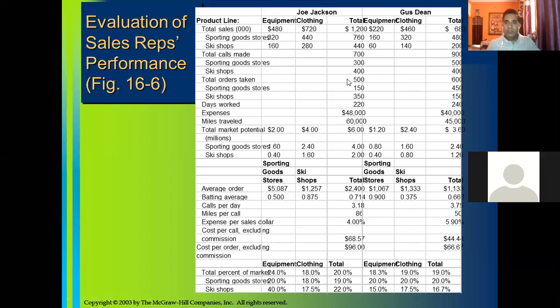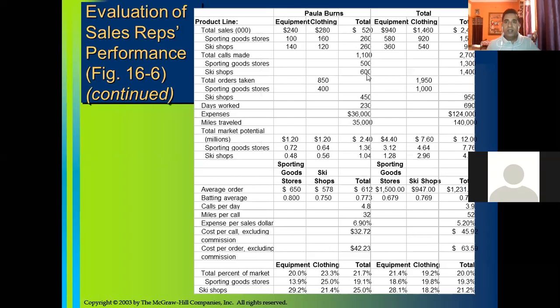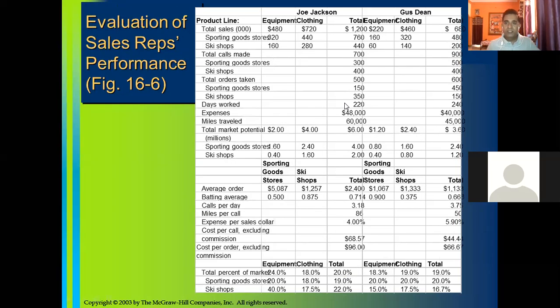Total orders taken by Joe Jackson are 500, among which he has taken 150 orders from sporting goods stores and 350 orders from ski shops. He has worked for a total of 220 days. If you compare with Gus Dean, Gus Dean has worked 240 days, and Paula Burns has worked 230 days. So Joe Jackson has worked the least number of days compared to the other two sales reps.